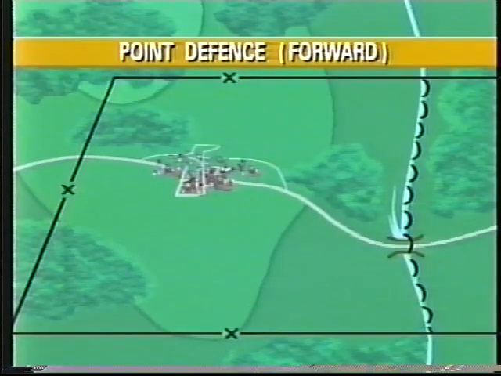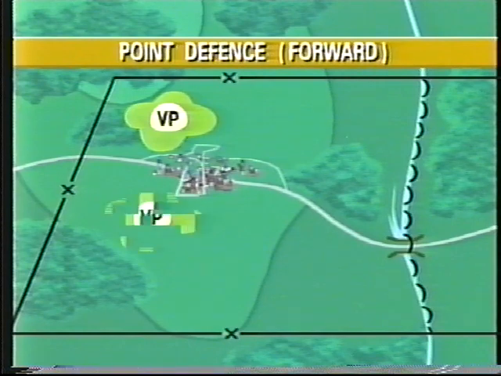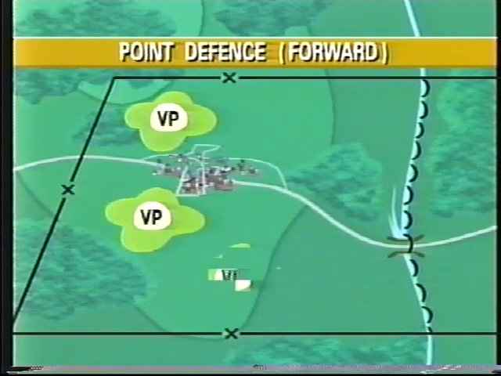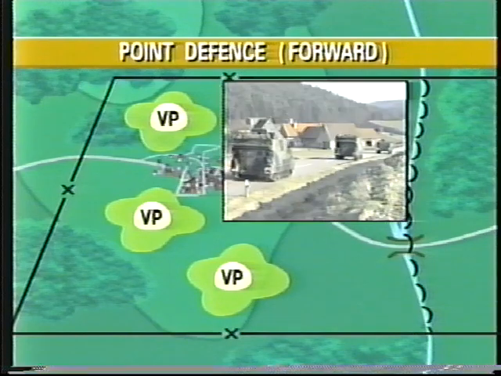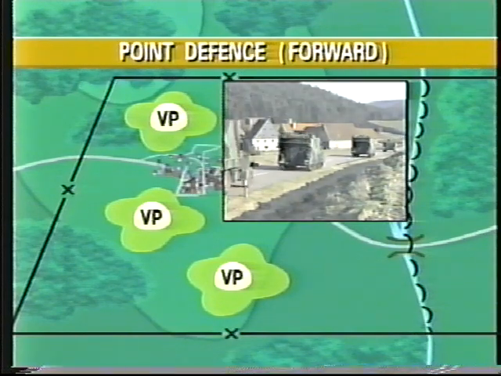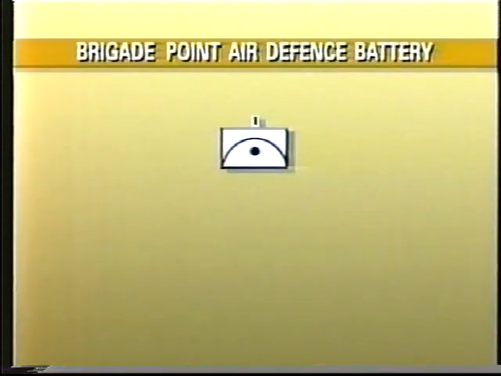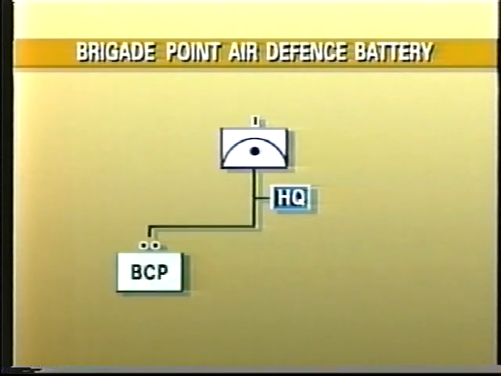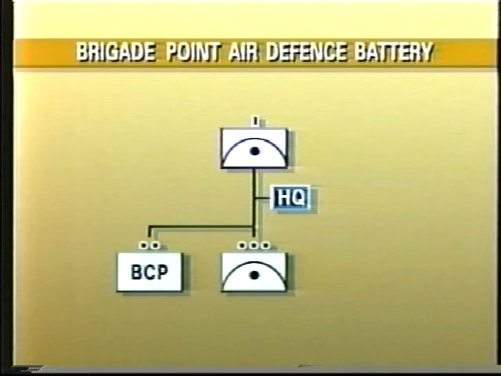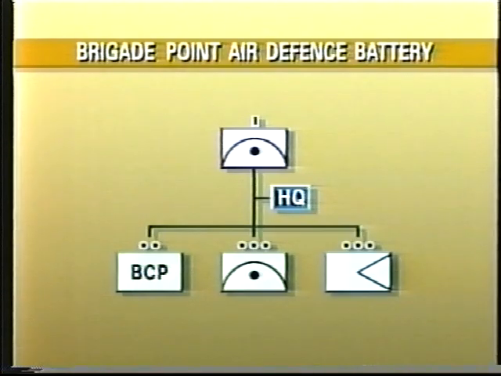Each brigade has an integral point missile battery which provides for the close-in defense of combat team locations, logistic groupings, defiles, bridges, headquarters, and vehicle columns. The battery comprises a headquarters which establishes the brigade headquarters air defense cell, a battery command post, a point troop with 5 javelin sections, and a support troop.